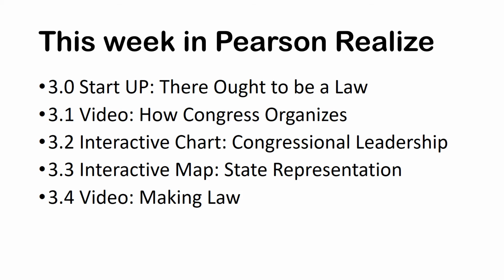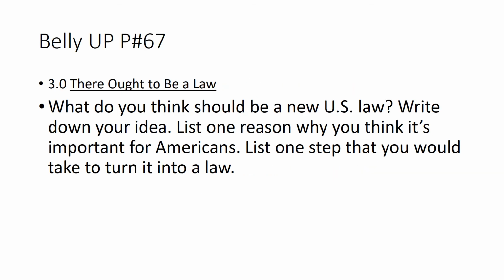We're doing lawmaking this week. So in your notebooks, or you could do it right on Pearson, or you could do it on the document that I sent that's called Lawmaking. The first activity in Pearson is There Ought to Be a Law, where it's going to ask you the same questions. It shows you a few laws that have been created and it says, what do you think should be a new law in the United States? Write down your idea, list reasons why you think it's important, and list a step you would take to turn it into a law. Again, you can do this right in your notebook on page 67. You can do it in the document, and again, you can do it in Pearson Realize.